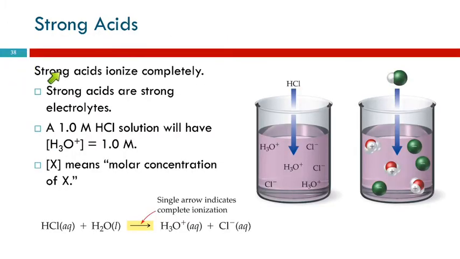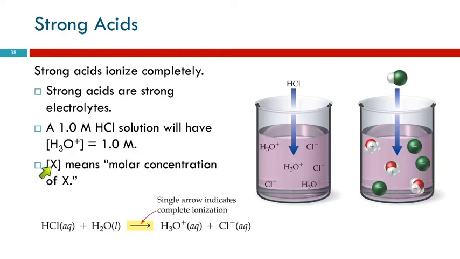Strong acids ionize completely. They are strong electrolytes. A strong electrolyte will conduct electricity well. It forms a lot of ions. You put HCl into water, all of the molecules separate into ions. They form ions. There are no HCl molecules left. So if you have a 1 mole per liter HCl solution, it's going to have a hydrogen ion or a hydronium ion concentration of 1 molar.